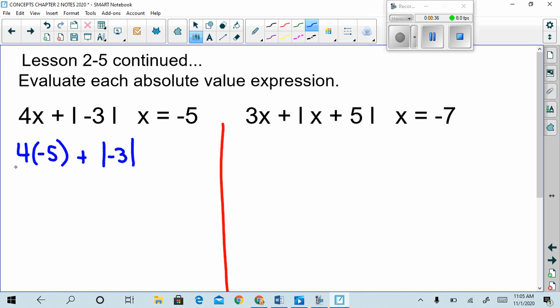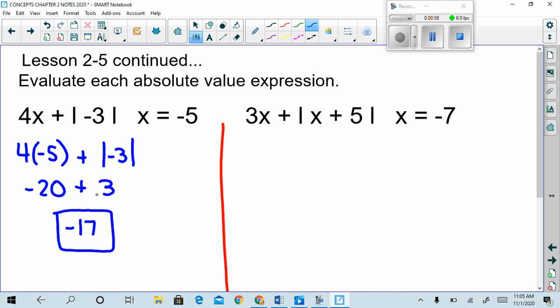So now 4 times -5 is -20. The absolute value of -3 is 3. We'll add these two together and we'll get a -17. When we're evaluating, we remember that absolute value is always positive. That's why the absolute value of -3 became 3.